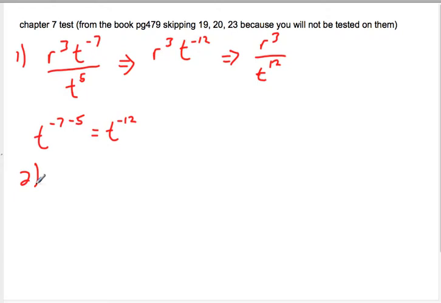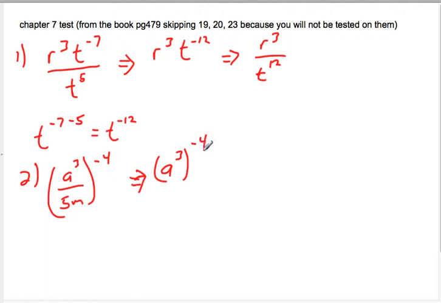Okay, now we have a^3 over 5m, in parentheses, to the negative fourth power. So the negative fourth power is going to affect both the top and the bottom, and both of the things on the bottom. So for the top, it's going to be a to the third to the negative 4 power. I guess we can just put it on the bottom. So then it's going to be 5 to the negative fourth times m to the negative 4. Okay, so on top, 3 times negative 4 is negative 12, so we end up with a negative 12. On the bottom, we have 5 to the negative fourth power.